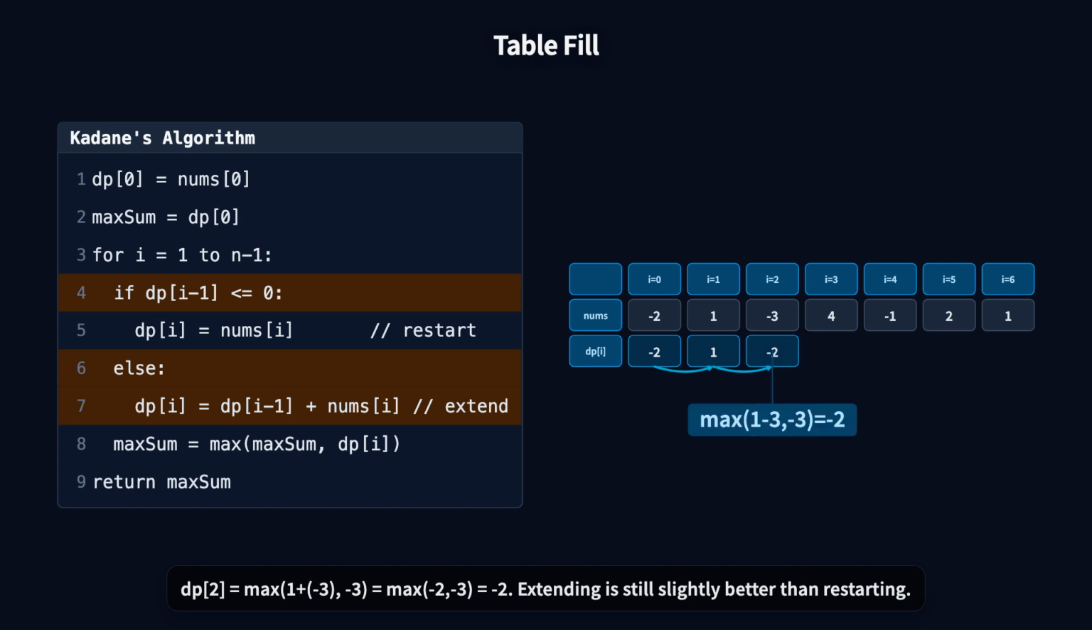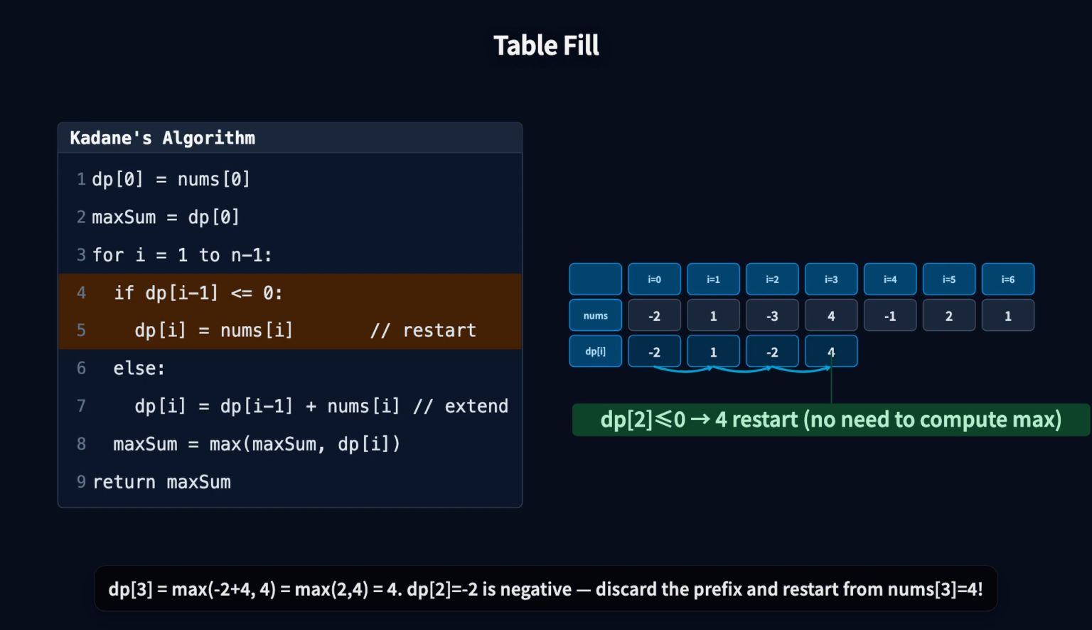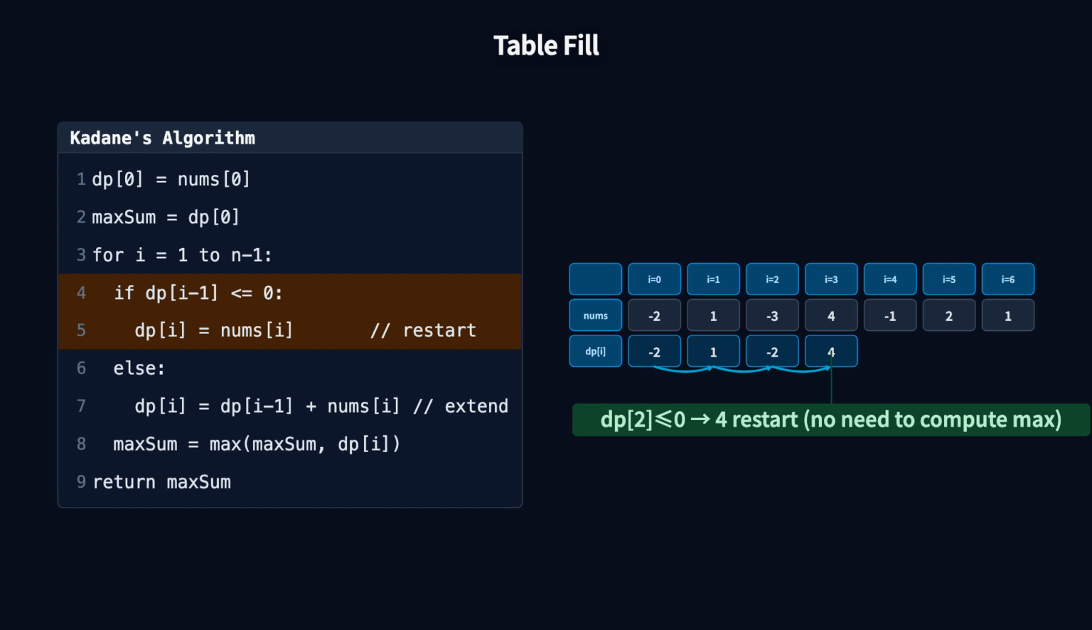max(-2, -3) equals -2. Extending is still slightly better than restarting. dp[3] equals max(-2 + 4, 4) equals max(2, 4) equals 4. dp[2] equals -2 is negative. Discard the prefix and restart from nums[3] equals 4.